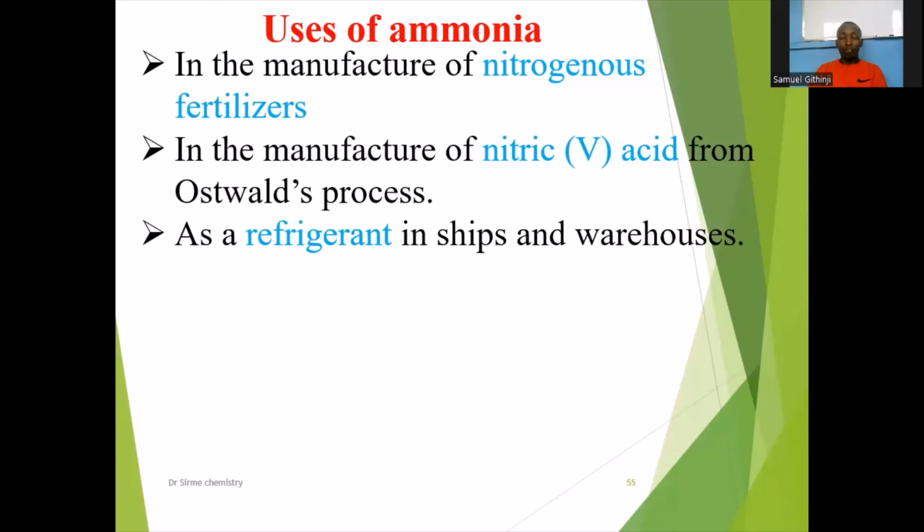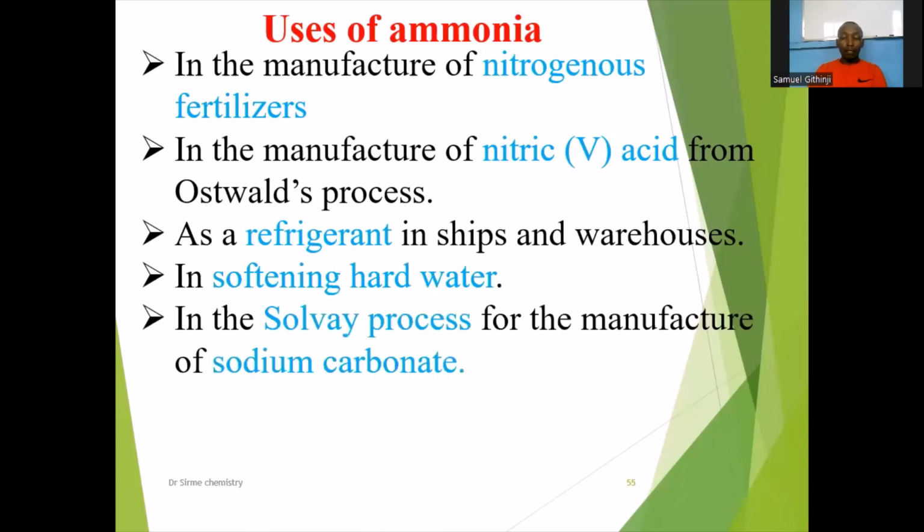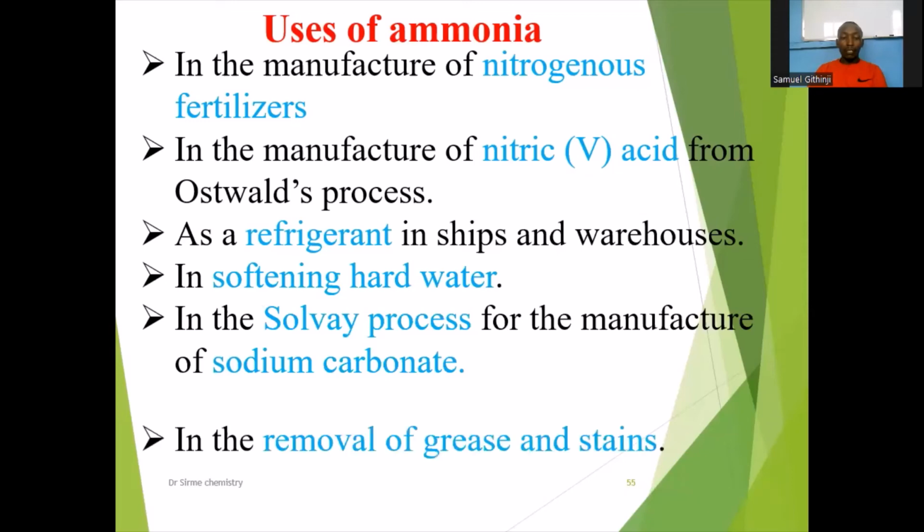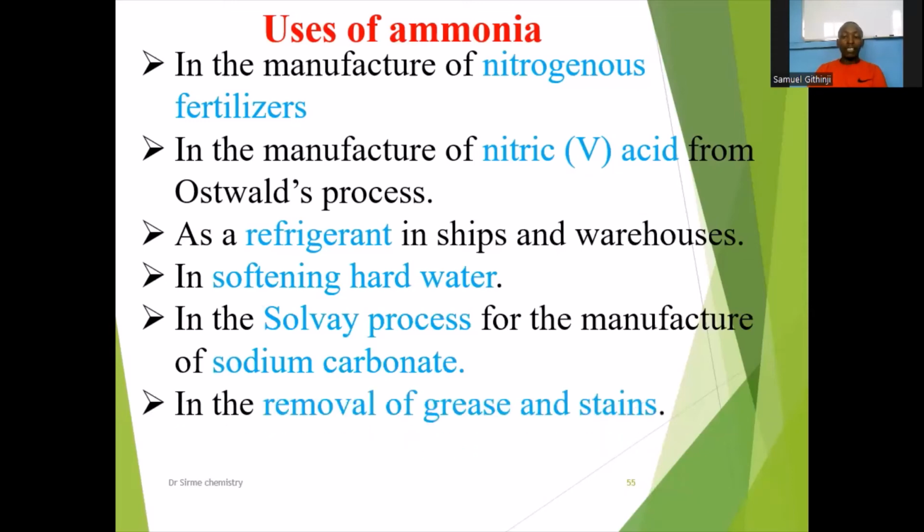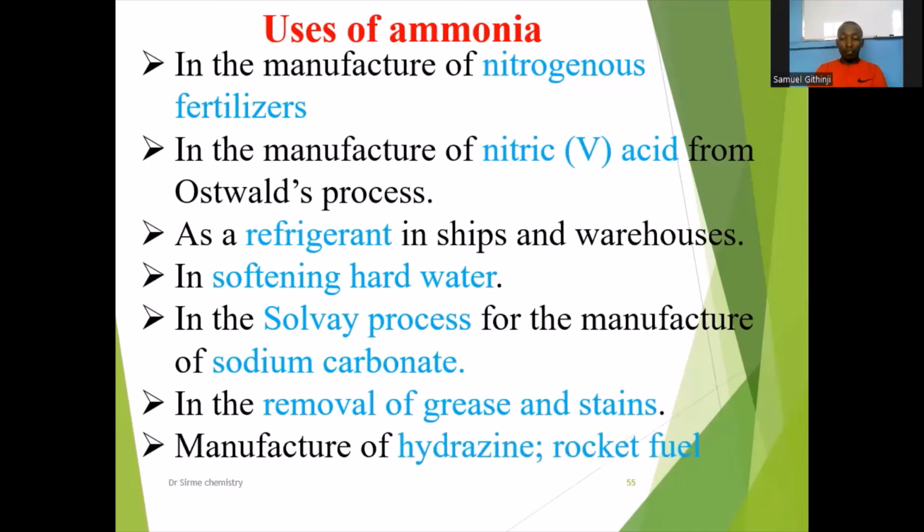It's good for refrigeration. It can be used in softening of hard water. Solvay process, yeah, manufacture of sodium carbonate. Yep, you can have the removal of grease and stain from fabric. You can have the manufacture of hydrazine. That one is a mixture that is used to make rocket fuel. Those are just but few, but they are good for you.